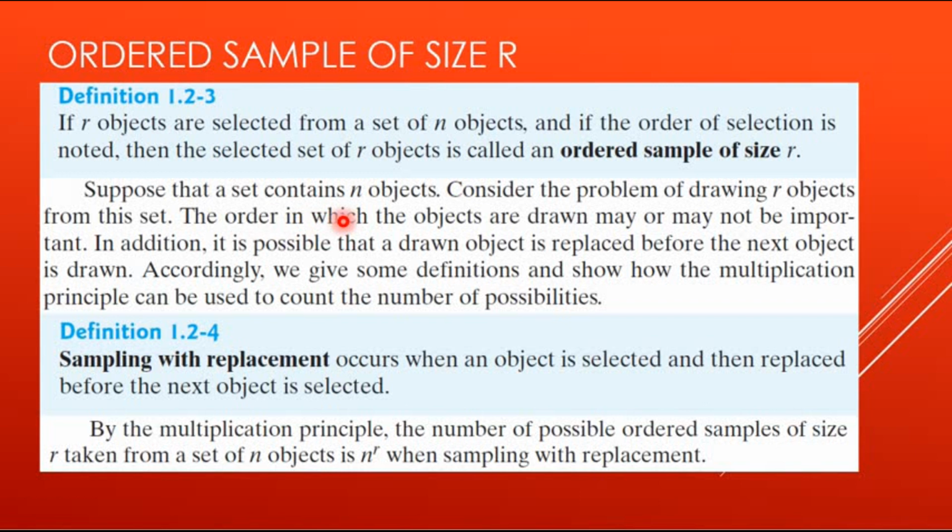Suppose that a set contains n objects. Consider the problem of drawing r objects from this set. The order in which the objects are drawn may or may not be important. In addition, it is possible that a drawn object is replaced before the next object is drawn. Accordingly, we give some definitions and show how the multiplication principle can be used to count the number of possibilities.